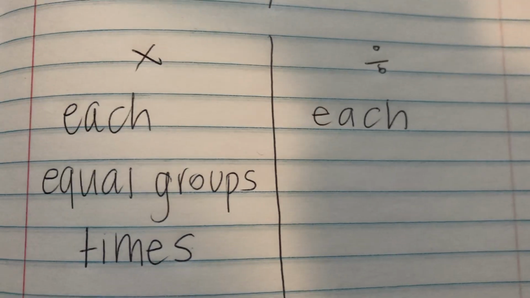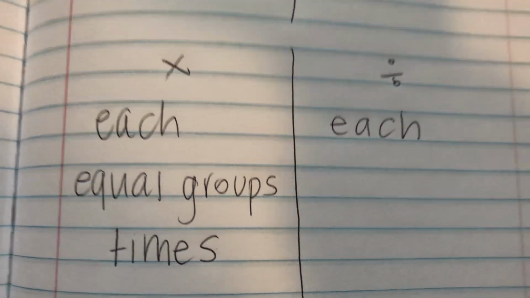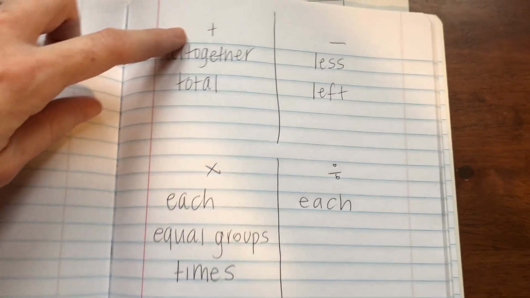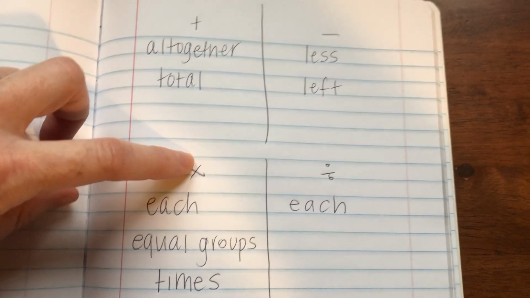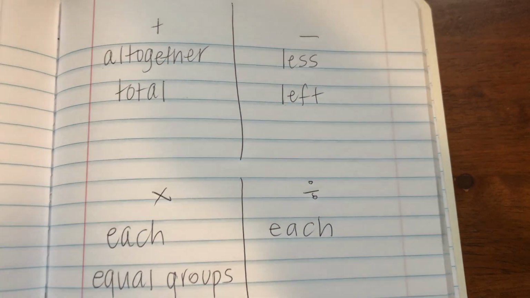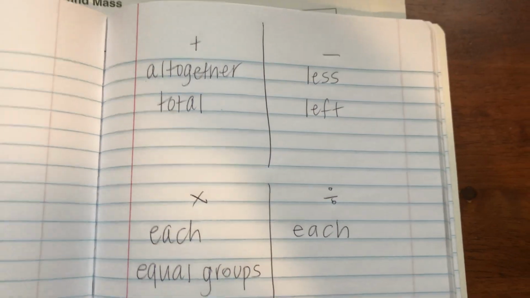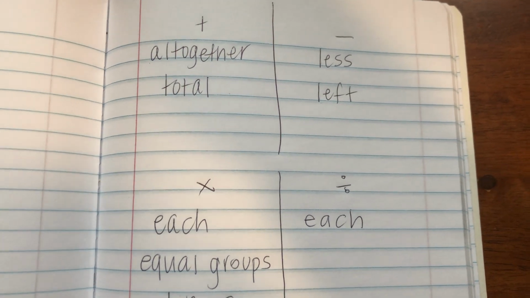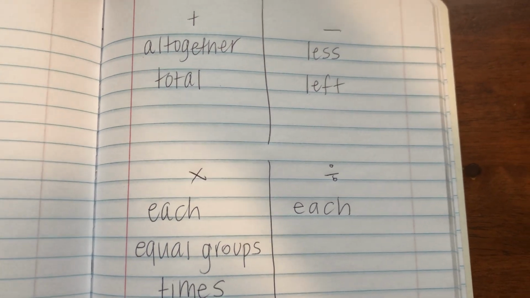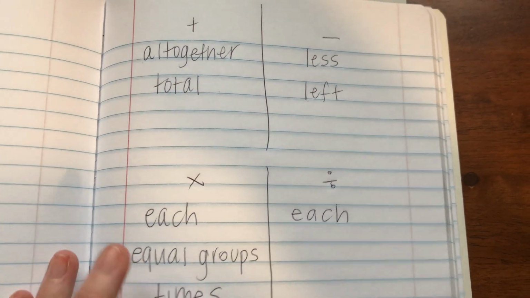But our strategy we always use is thinking, is the number getting bigger or smaller? If it's getting bigger, then we know we want to add or multiply. If the number is getting smaller, we want to subtract or divide. So we're going to be using all of these operations today, and we should look out for some of these keywords to help us figure out which is the correct operation to solve our word problem.